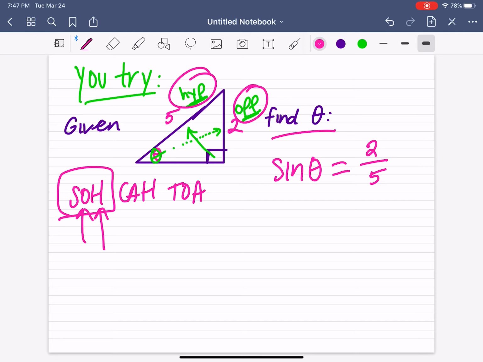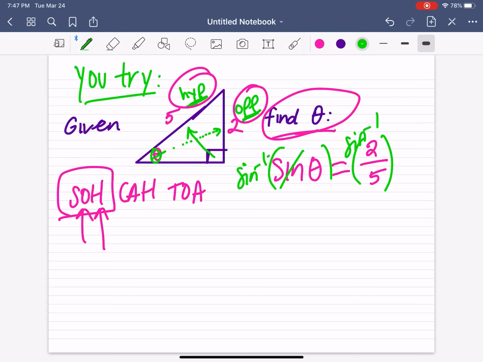So we're not done yet. The goal is to get the theta by itself. They want the angle measurement. So sine of theta equals 2 over 5. To get the theta by itself, you have to do sine inverse on both sides. Now these two cancel out. So theta equals inverse sine of 2 over 5.